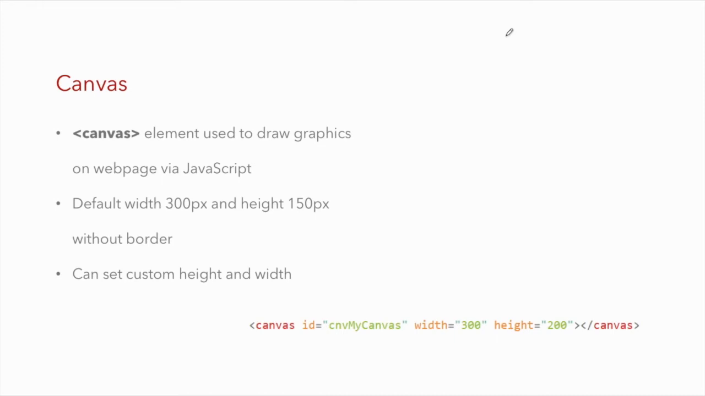When you load this canvas tag, it has a default height and width. But you can specify your own height and width using the height and width attributes like this. This is a standard code for creating a canvas on your web page.